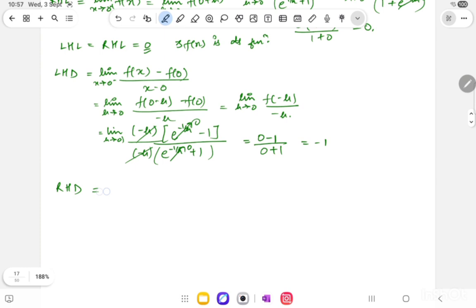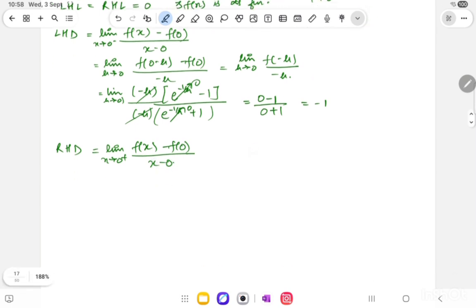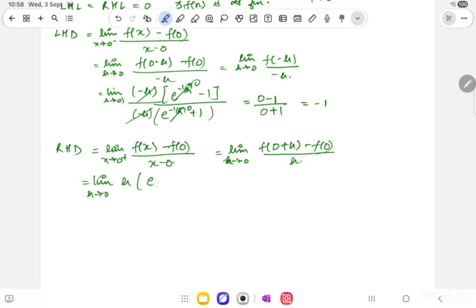Likewise, my right hand derivative will be limit x approaches 0 positive f(x) minus f(0) upon x minus 0, and that would be limit h approaches 0, 0 plus h minus f(0), that is 0 only, divided by h. So this will be equals to limit h approaches 0, h into e raised 1 by h minus 1, e raised 1 by h plus 1, and this thing will be divided by h. This balances out this one.